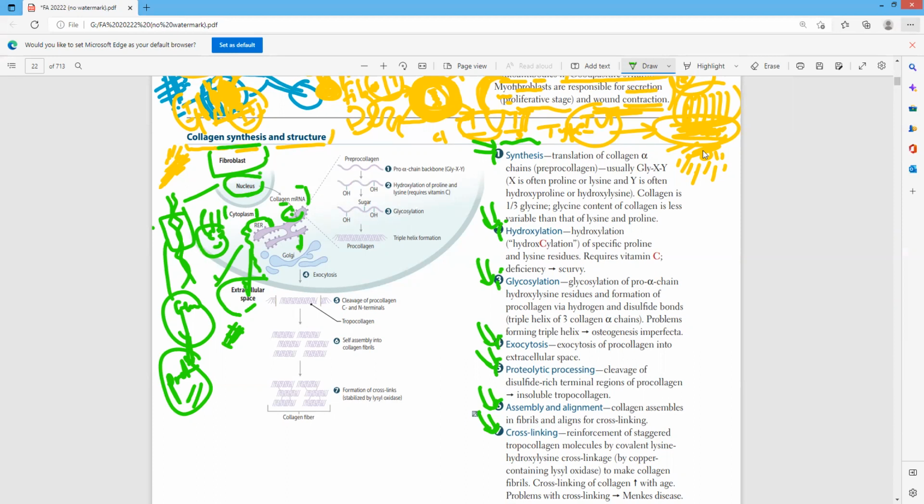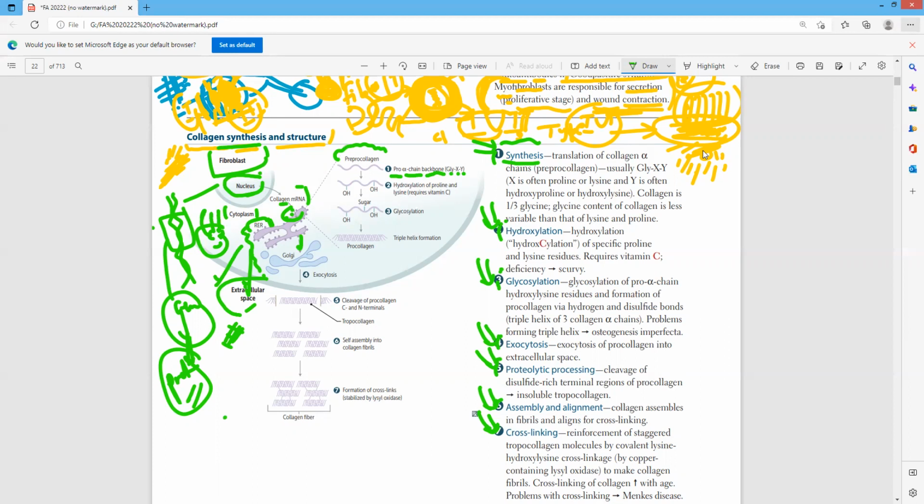Here we have the nucleus. Here we have the collagen mRNAs getting translated to what's called pro-collagen. In the synthesis, this is the first step, which is called the pro-alpha chain backbone, glycine-X-Y. I don't understand this, doc. Okay, I will show you that in a minute.